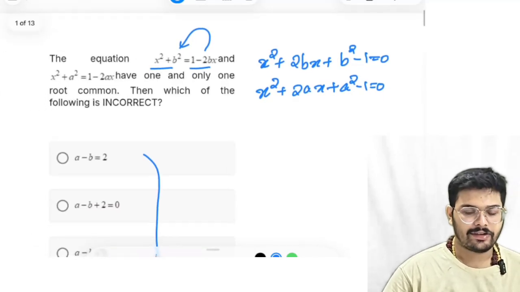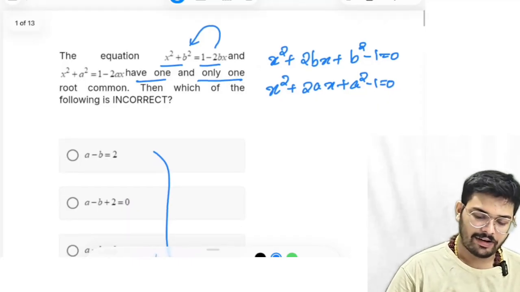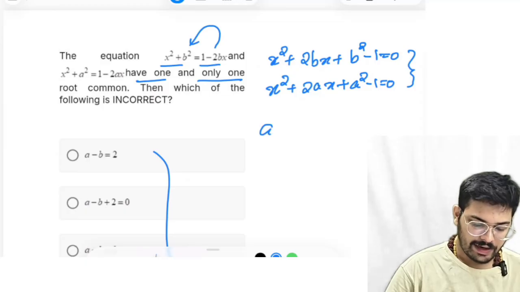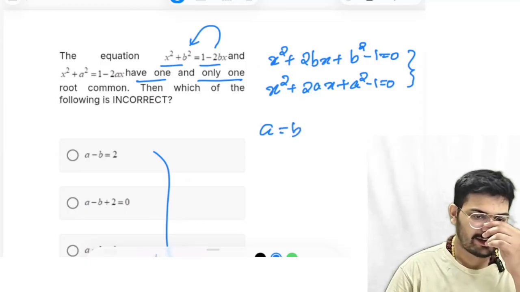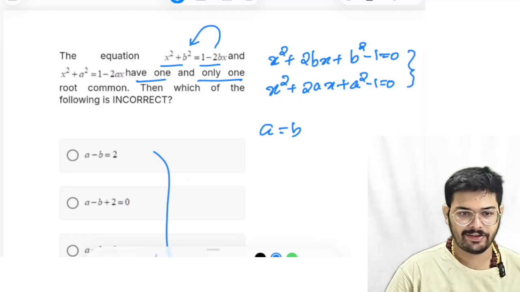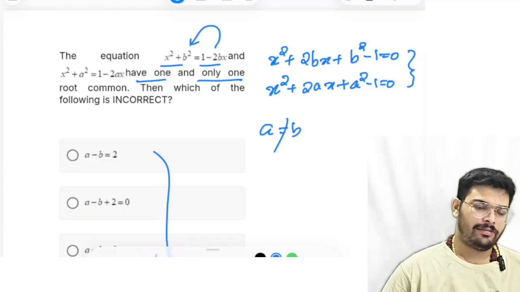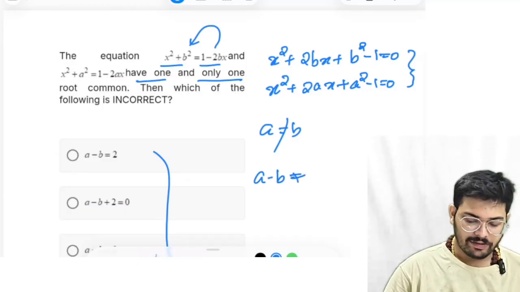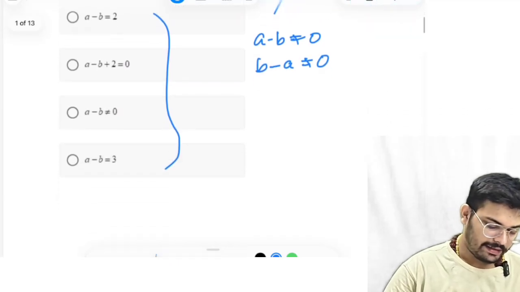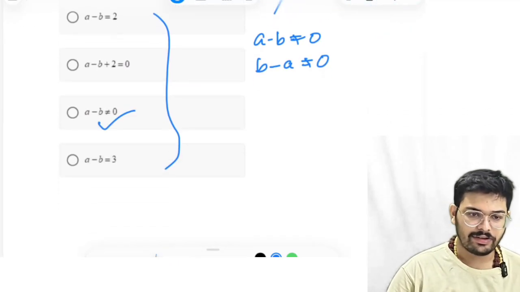Now, in the question it is clearly said that they have one and only one root in common, which means that if the quadratic equations are the same, that is, when a equals b, then whatever roots the first quadratic equation has will be the same roots for the second equation. That means since they have only a single root in common, a shouldn't be equal to b, which means a minus b is not equal to 0, or b minus a is not equal to 0. They shouldn't be equal. That's the thing. This condition is correct. That is, a minus b not equal to 0 is correct.